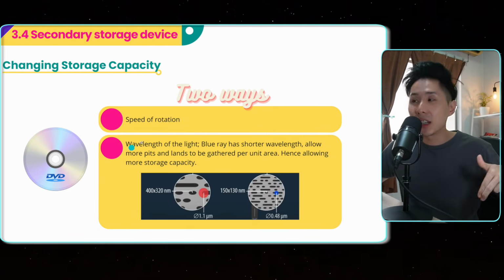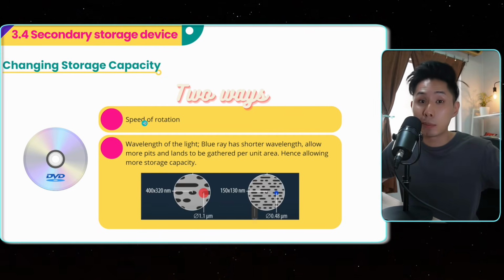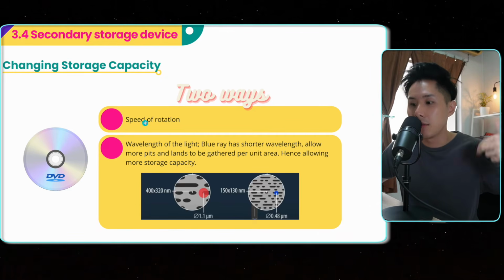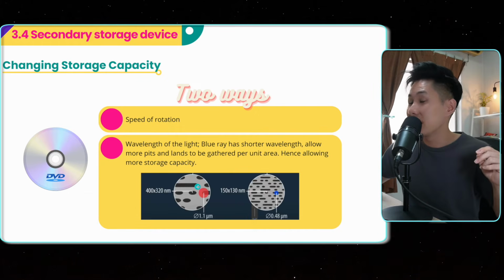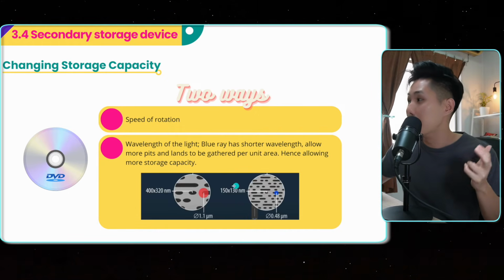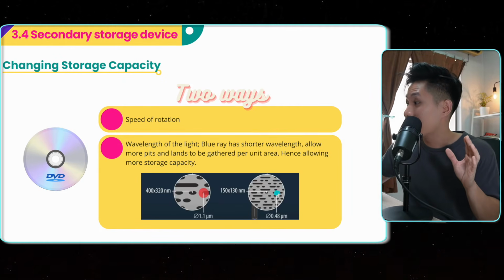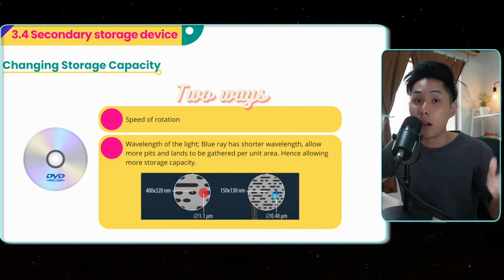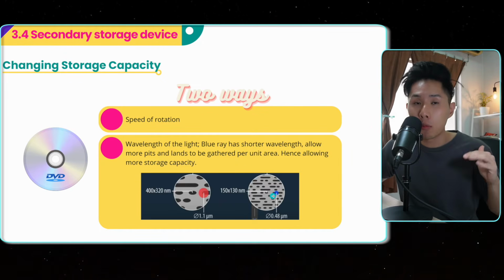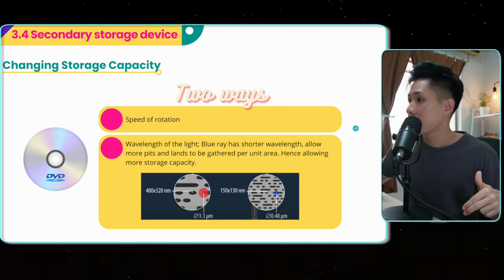So how do we increase the storage capacity for a disk? First, you can increase the speed of rotation, meaning that more data can be read and written at the same time. Second, instead of using a red laser light, you use a blue laser light, which has a shorter wavelength. And when it has a shorter wavelength, you allow more pits and lands to exist on the disk. As a result, you store more 1s and 0s, enhancing the storage capacity.